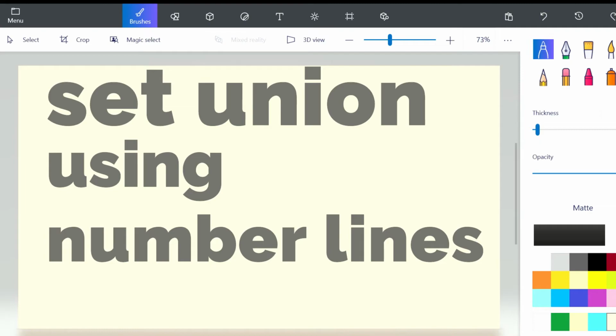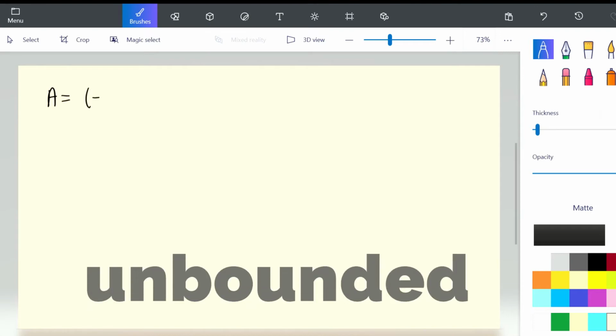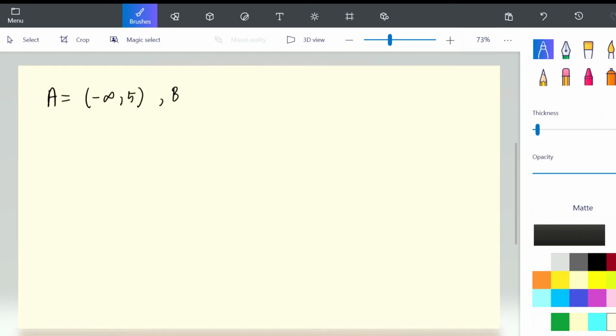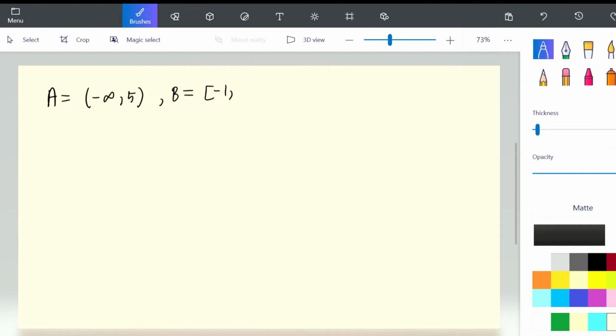But first, I'm going to introduce to you two different sets. The first one is A. So A is an unbounded set that begins from negative infinity up till 5. And B, I'm going to define it to be a half-bounded interval that begins from negative 1 and ends at 6. And our task is to find the union between set A and set B.